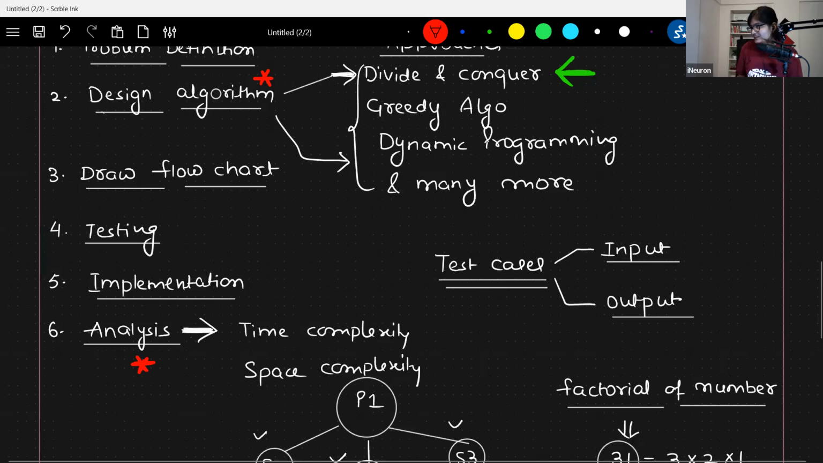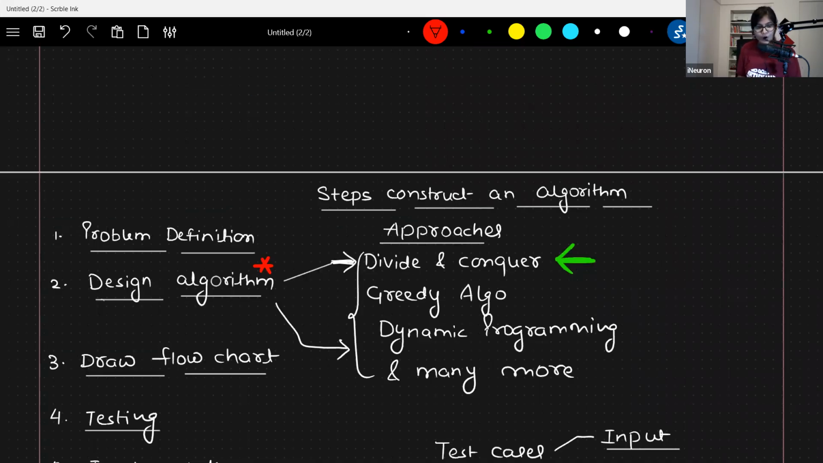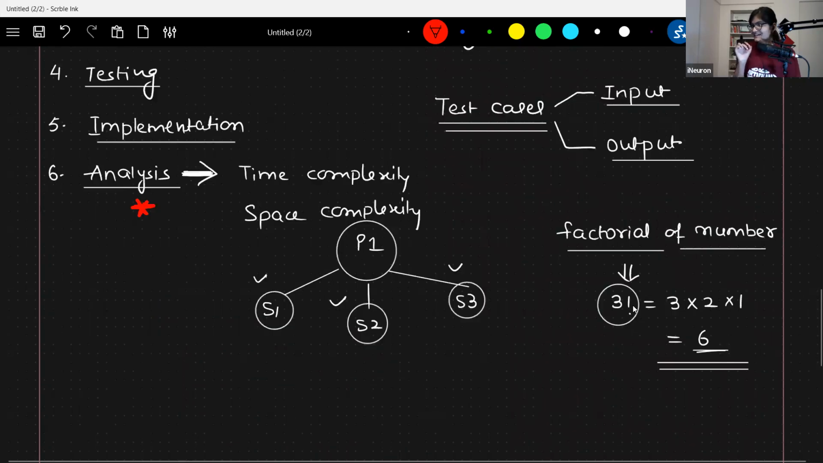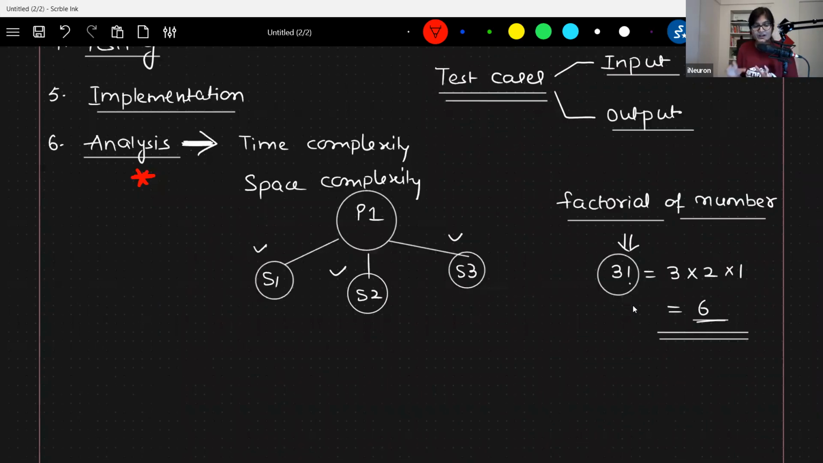Before I move ahead, you can ask me questions. Point number 6 is analysis. Whatever code and logic you have written, you want to analyze that. Suppose I have three students, and all three are solving the same problem, the factorial of a number. Obviously, S1 has written some different logic, S2 some different logic, S3 some different logic for the same problem. Now, I will do the analysis of each and every code. I will see which particular code has lesser time and space complexity.